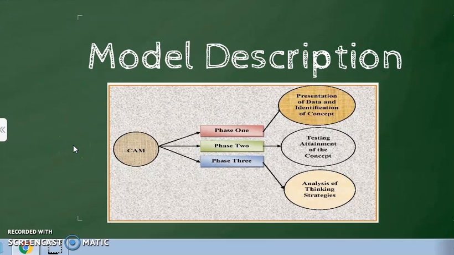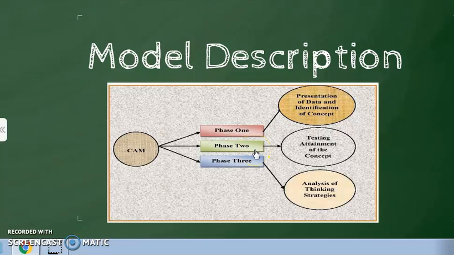Now it's time to put it into action. The concept attainment model consists of 3 main phases, with phase 1 consisting of 2 steps. As you can see, in phase 1, this is a teacher's opportunity to present data regarding examples and non-examples of the unknown concept. This is also a time to facilitate the identification of the concept by listing common attributes.